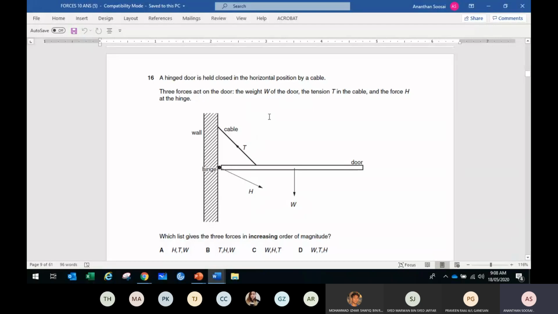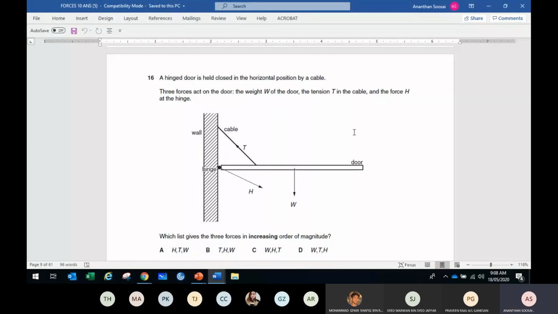The T is the highest force, for sure. So T should be the highest force. What is the reason T should be the highest force? Anyone? Why T should be the highest force? With the reason? Anyone? You have a reason for it. Why T should be the highest force?